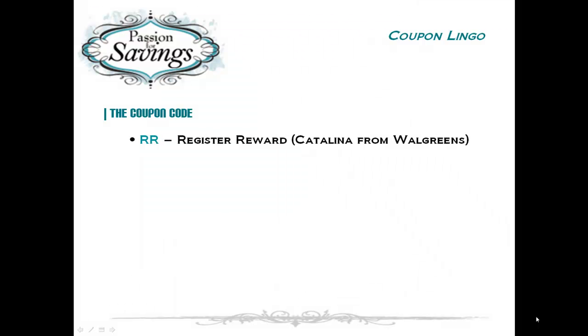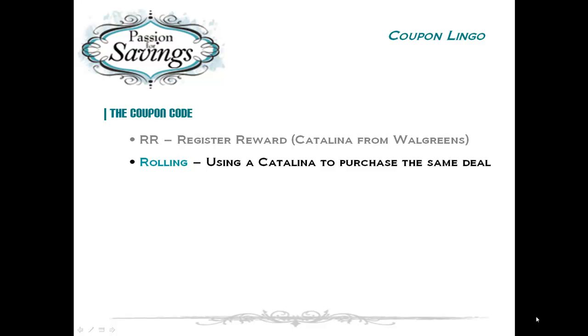RR is Registry Wards. These are Catalinas from Walgreens. Rolling is a term that we use to say that you can use a Catalina to purchase the same deal again and still receive the second Catalina.